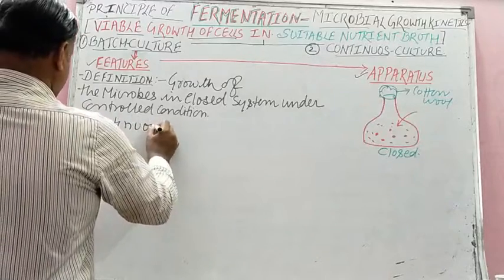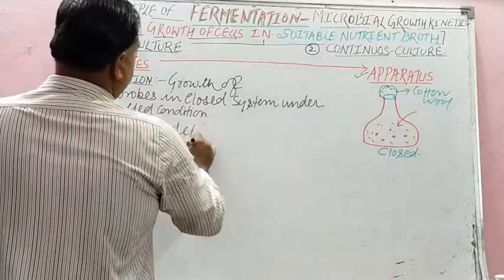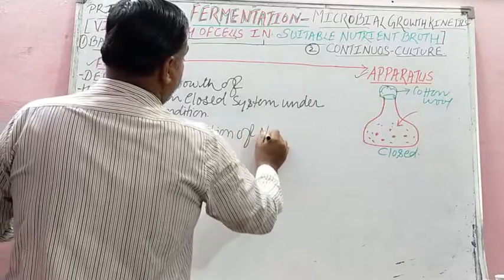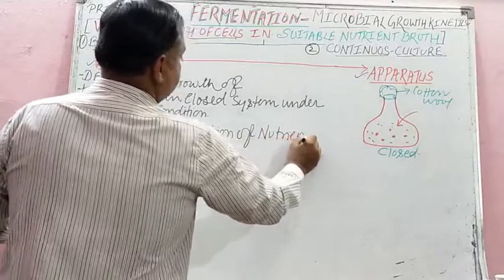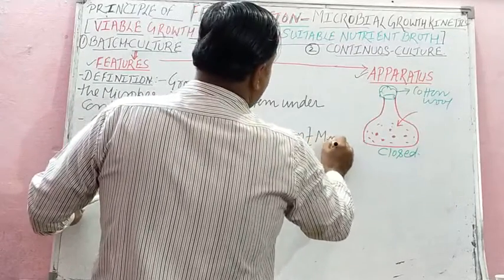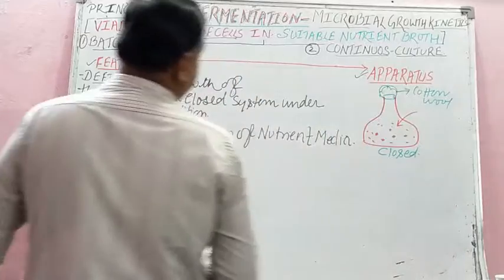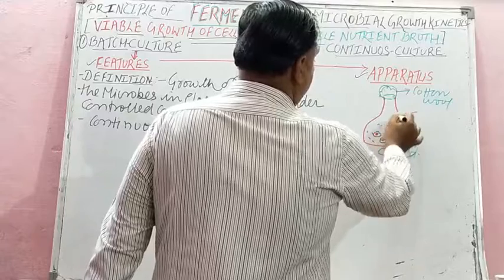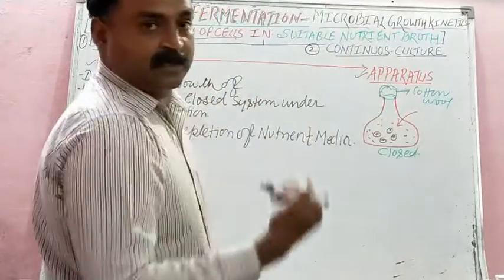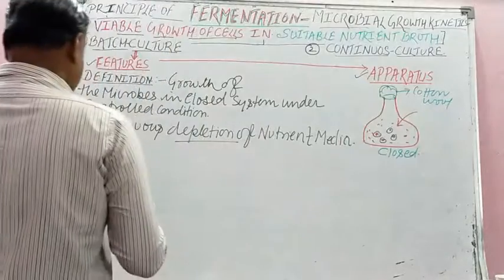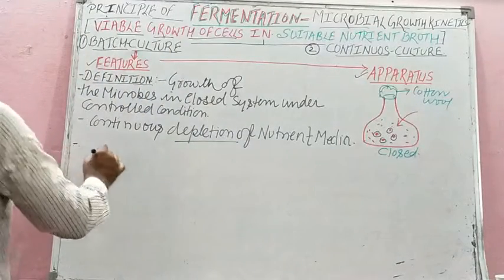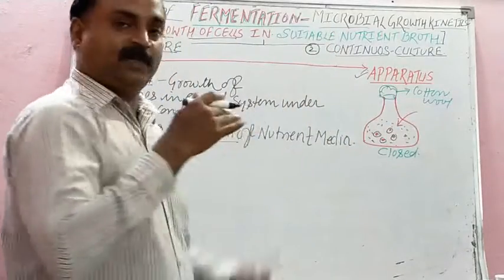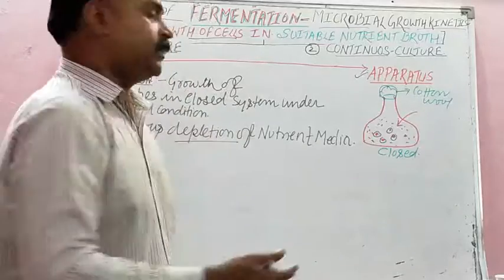continuous depletion. Depletion means decrease. Depletion of nutrient media. It has many names: nutrient media, nutrient broth, isn't it? So as the cell grows and grows, the nutrient present in it depletes, it decreases in number. That is called depletion. Then the next important feature is accumulated mass, and the waste is harvested at the last of the incubation period.